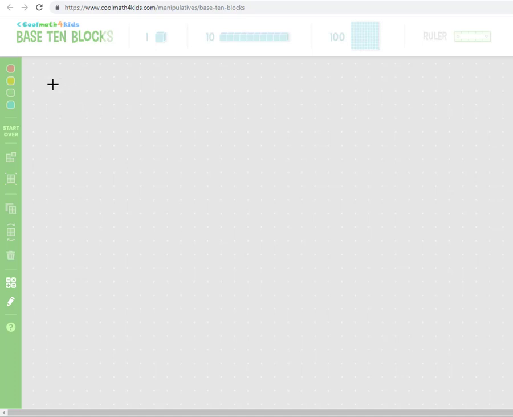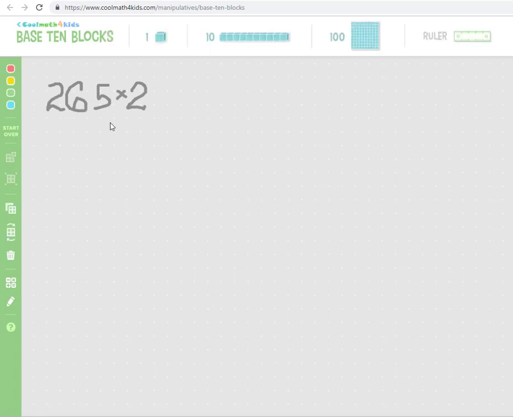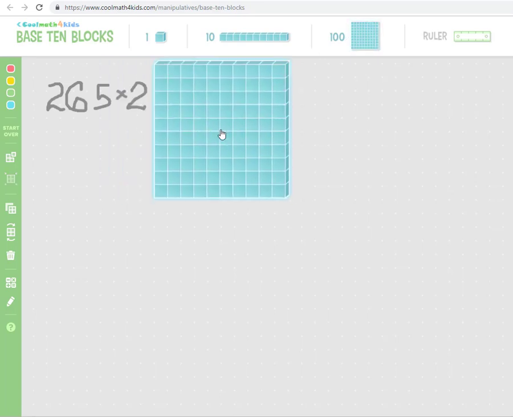Let's look at 265 times 2. Now, once again, I don't think that you don't know how to do this problem. I hope that you do, but let's model it so we can see why it works the way it does.